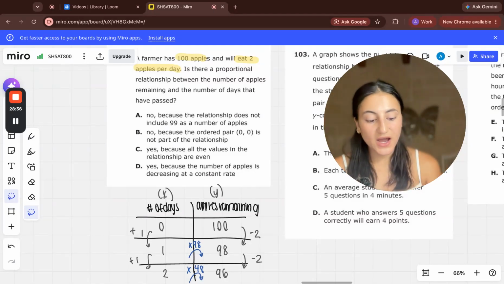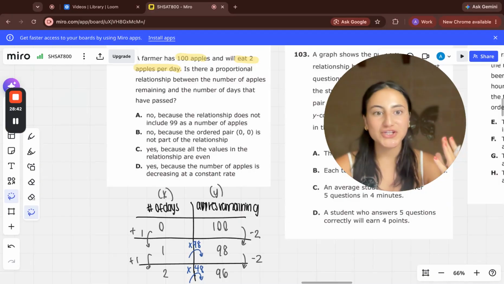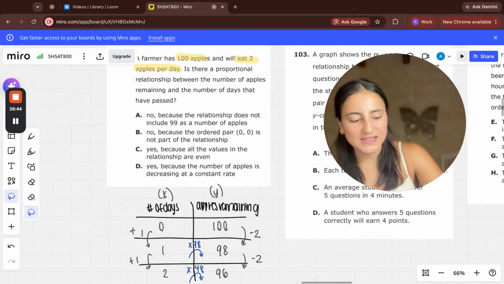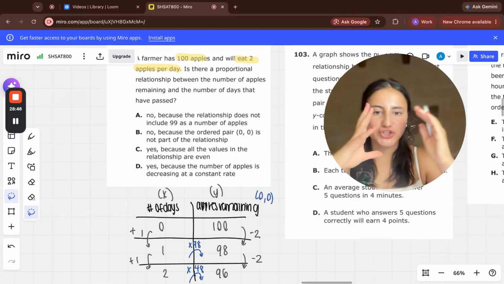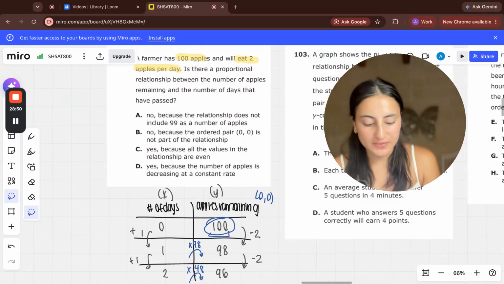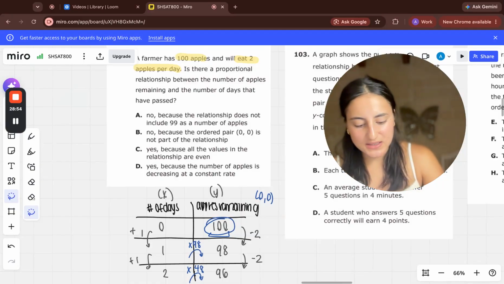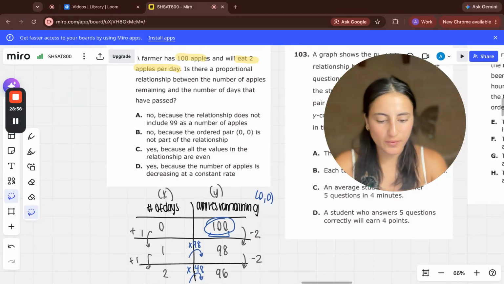Now, the second red flag is that on the number of days when it's 0, when x is equal to 0, y should also be 0, right? Because we want to have that 0, 0 origin coordinate point. But in this case, there's actually a y-intercept of 100. And so right off the bat, we know that the answer choice is going to be no.